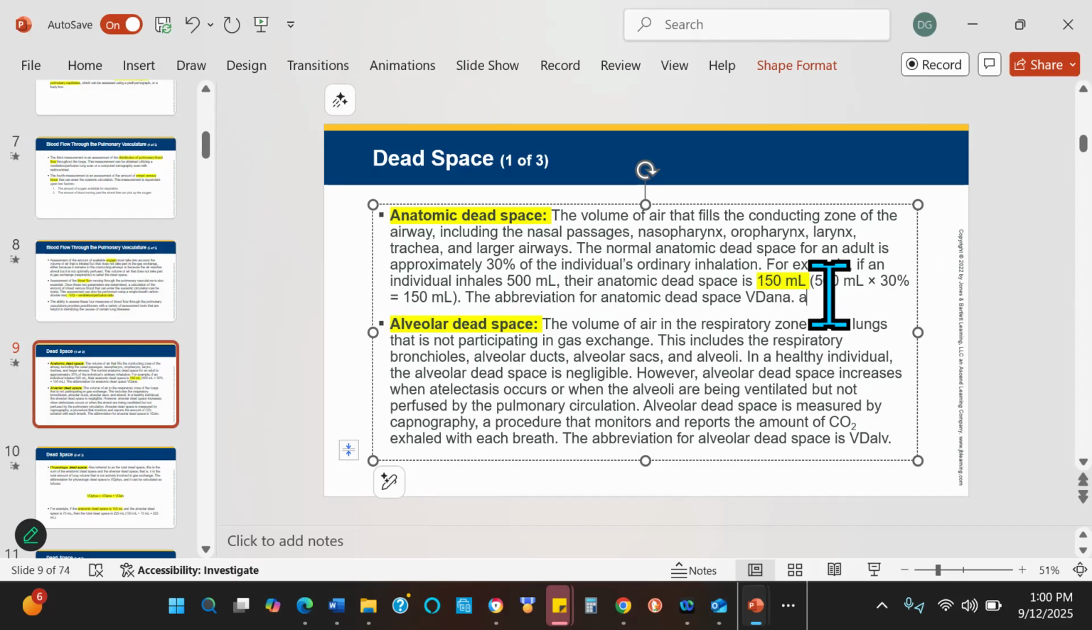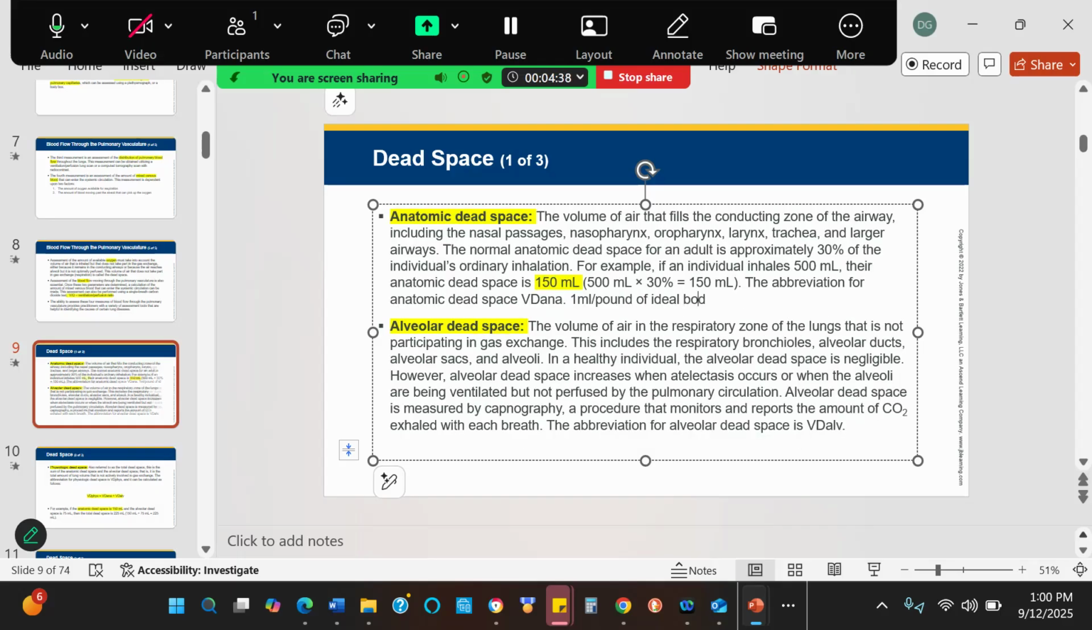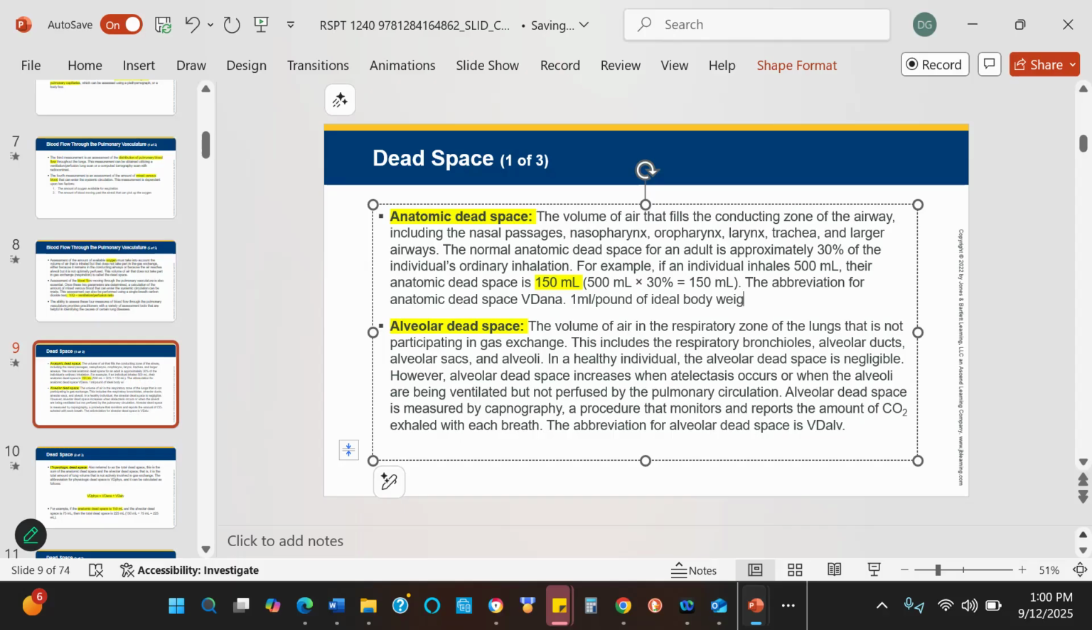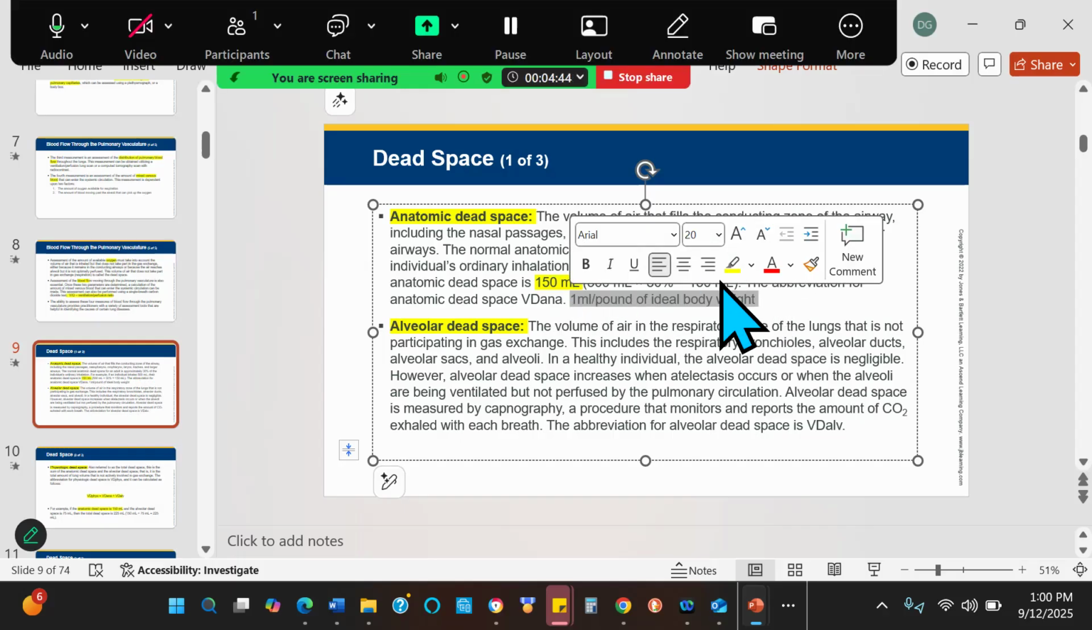So I'm going to say 1 milliliter per pound. It's one of the few things in medicine that we do by pound instead of kilogram. 1 milliliter per pound of ideal body weight. We will calculate ideal body weight together one day, and I think you'll be, like most Americans, a little shocked.